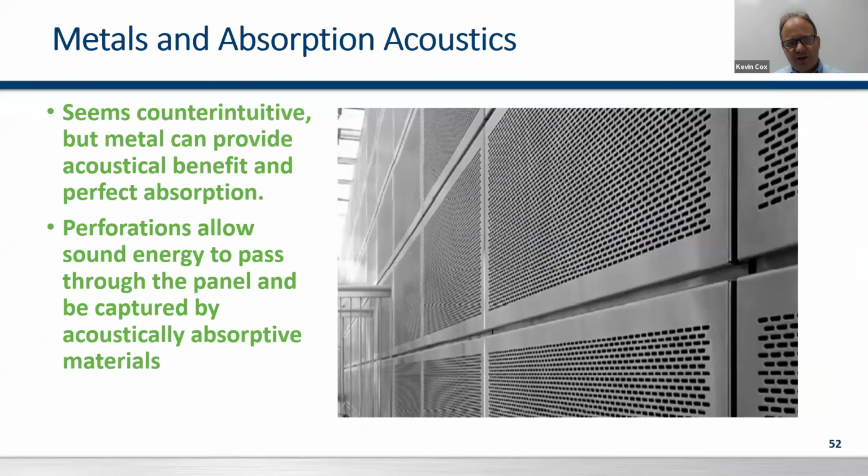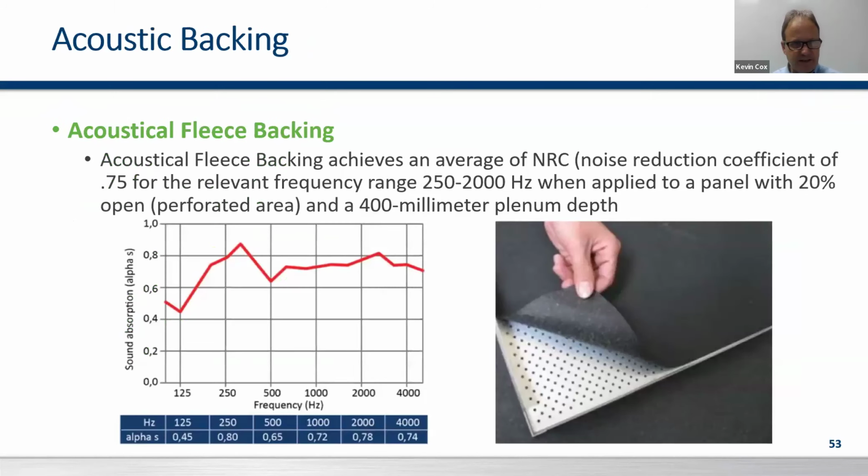So it seems counterintuitive, but metal can also provide a very, very proficient acoustical benefit. Perforation is going to allow sound energy to pass through the panel and be captured in the cavity by some type of absorptive material. So from the visual side to the wall cavity side, that perforation allows that sound energy to travel through it. Once it's trapped inside that cavity, we can catch it in several different ways.